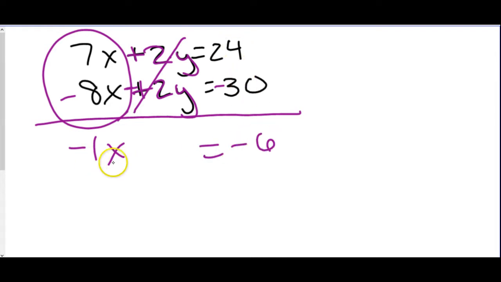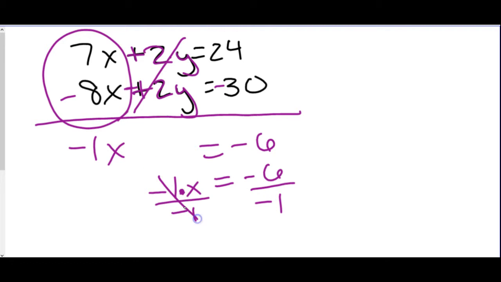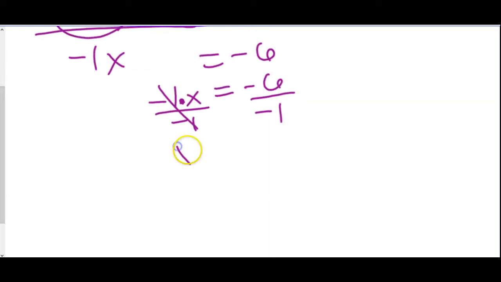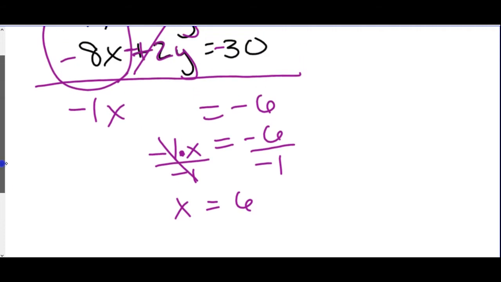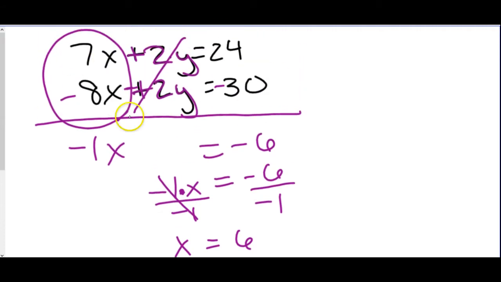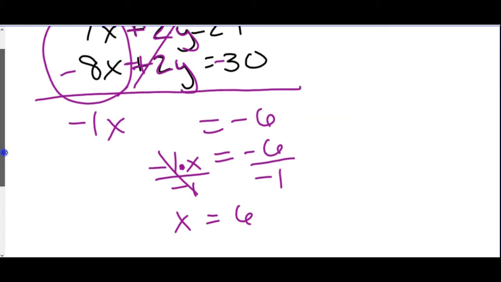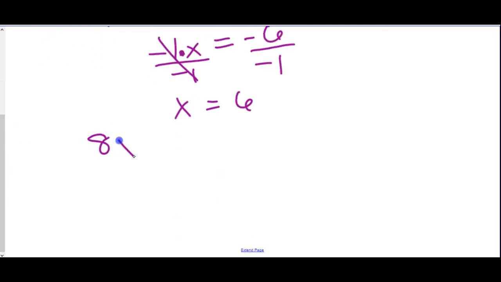We want to get x alone. Even though there's a giant space, that doesn't really have to be there. It's just because we left the blank space from the y's. So if that's -1 times x, we divide both sides by -1. And x would equal +6. That's not our final answer though, because we have to go back and get a y value. I can use either of my original equations. So this time let's use the second one. Let's use 8x plus 2y equals 30.